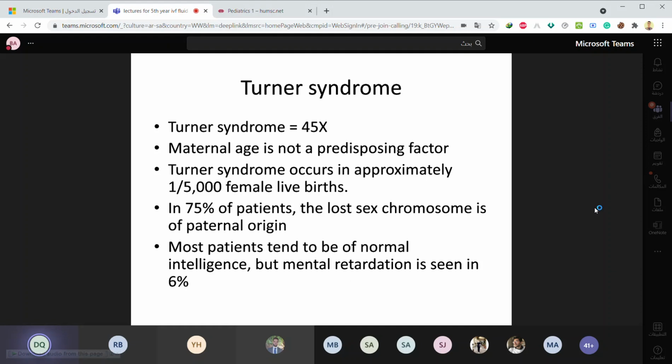Turner syndrome occurs in approximately 1 per 5,000 females. In 75% of patients, the lost X chromosome is of paternal origin. So she has an X chromosome from the mom, and the other X chromosome is lost from paternal origin. Most patients tend to be of normal intelligence, but mental retardation is seen in 6%.